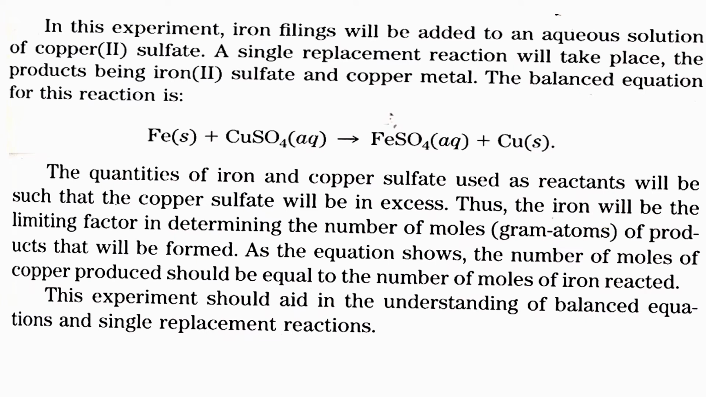The quantities of iron and copper sulfate used as reactants will be such that the copper sulfate will be in excess. Thus, the iron will be the limiting factor in determining the number of moles, gram atoms, of product that will be formed. As the equation shows, the number of moles of copper produced should equal the number of moles of iron reacted. This experiment should aid in the understanding of balanced equations and single replacement reactions.